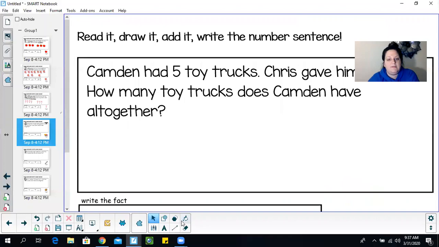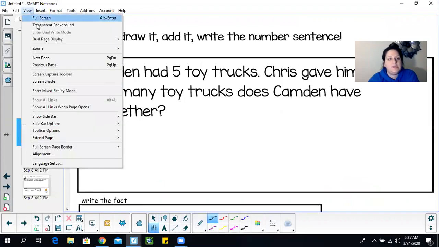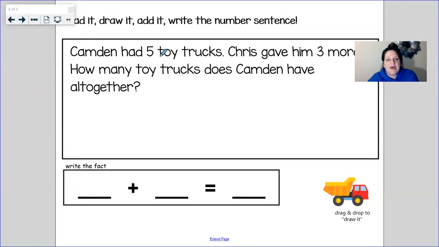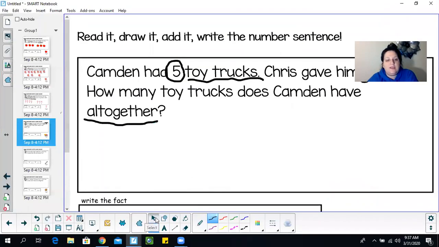This problem says, let's grab my pen to get ready for that. Camden had 5 toy trucks. Chris gave him 3 more. How many toy trucks does Camden have all together? So we started out with 5 toy trucks, and then Chris gave him 3 more. And more is an important word because we know that means that we're going to add. How many toy trucks does Camden have all together? That's another adding word. All right, so we're going to drag ours too.